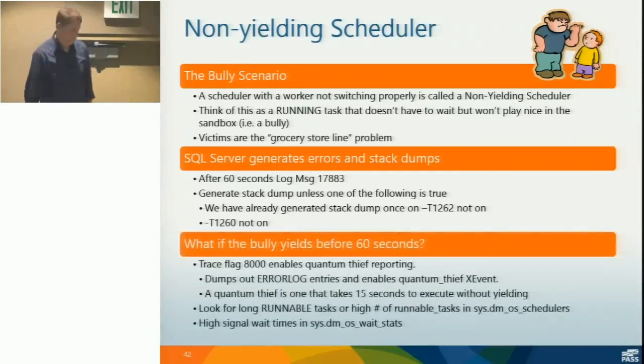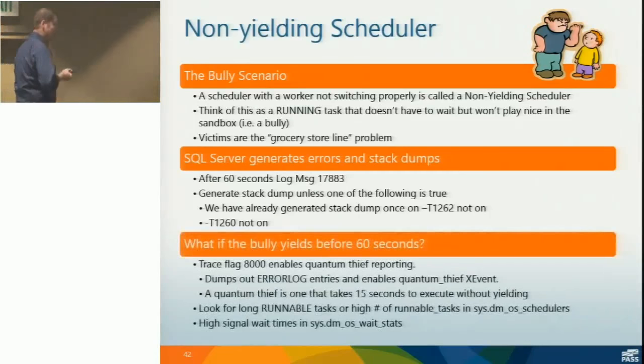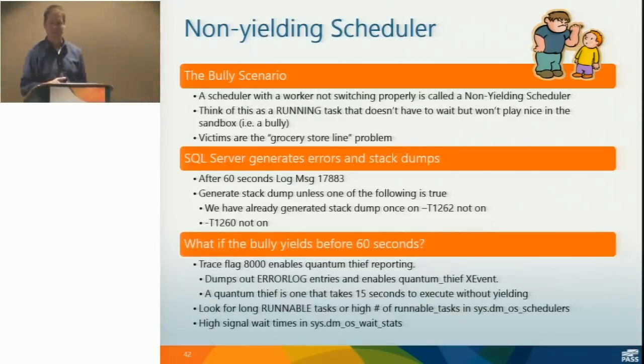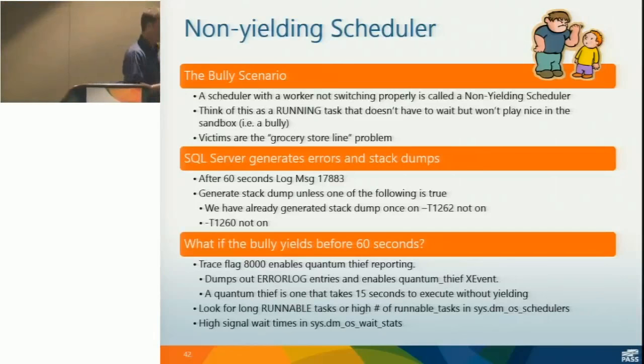Now, this is a really interesting scenario. What if there's a bully in that line that gets in there and yields before 60 seconds? You don't know about it, right? Unless you're using that trace flag 8022. So this is another undocumented option. There's a trace flag 8000 that enables what we call quantum thieves. You like that name? Okay? What it'll do is, when you turn it on, dump out error log entries when it detects a quantum thief, and it turns on an X event called quantum thief. A quantum thief is one that takes 15 seconds without yielding. So you can detect a guy doing it quicker than 60 seconds by using that.